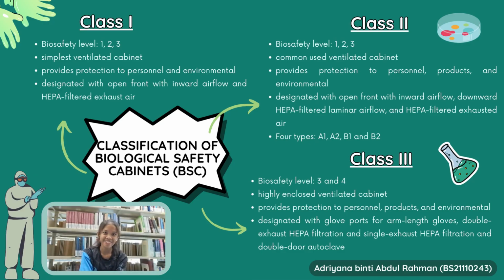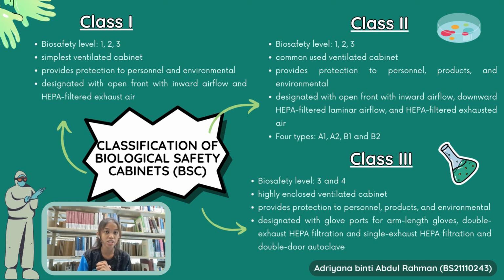The Biological Safety Cabinet, which is referred to as BSC afterwards, has its own classification, which are Class 1, Class 2, and Class 3. Each class has its own features, which allow the recognition of each BSC for functional purposes in handling different levels of infectious agents. So, the Class 1 BSC is the simplest ventilated cabinet that has ever been created.